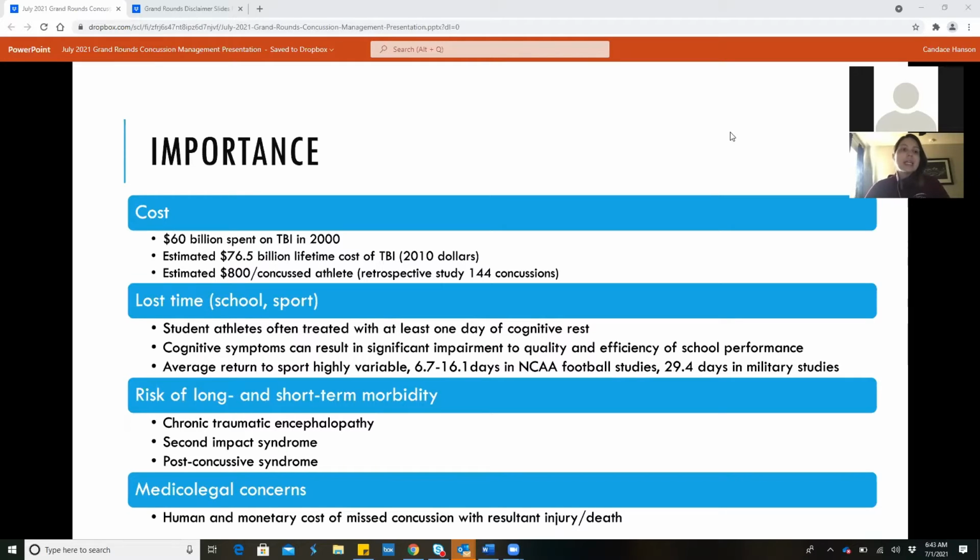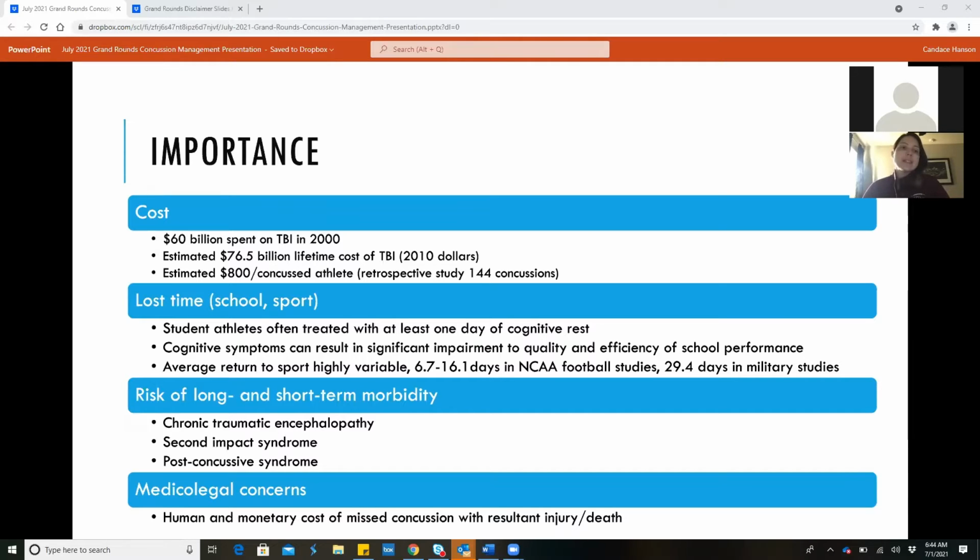The estimated cost that we have for a concussed athlete, there's only one study that I could find. It was a retrospective study of just 144 concussions in one area. It was about $800 per concussion per athlete. So still a relatively big cost per athlete, especially given the wide range of different traumatic brain injuries we could have.